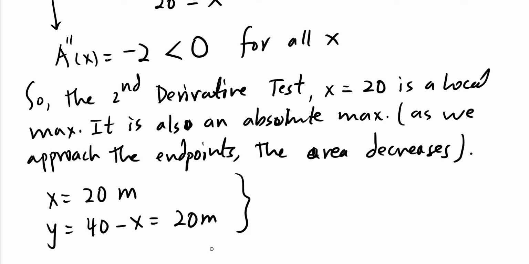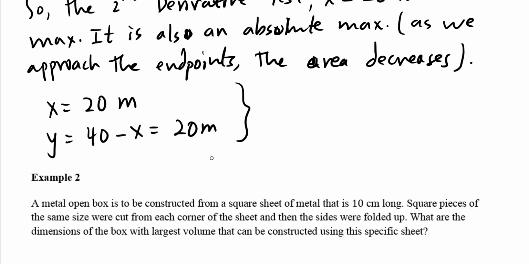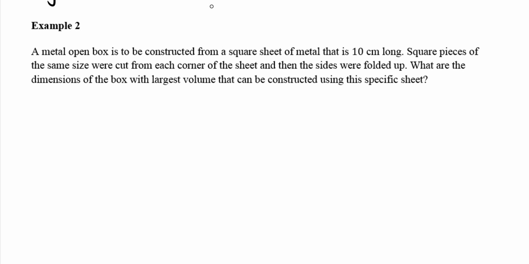Now let's look at another example. Example 2: a metal open box, so there's no top, is to be constructed from a square sheet of metal that is 10 centimeters long. So it's a square sheet. Square pieces of the same size are cut from each corner of the sheet, and then the sides are folded up. What are the dimensions of the box with largest volume that can be constructed using this specific sheet? Okay, so what do they give us?